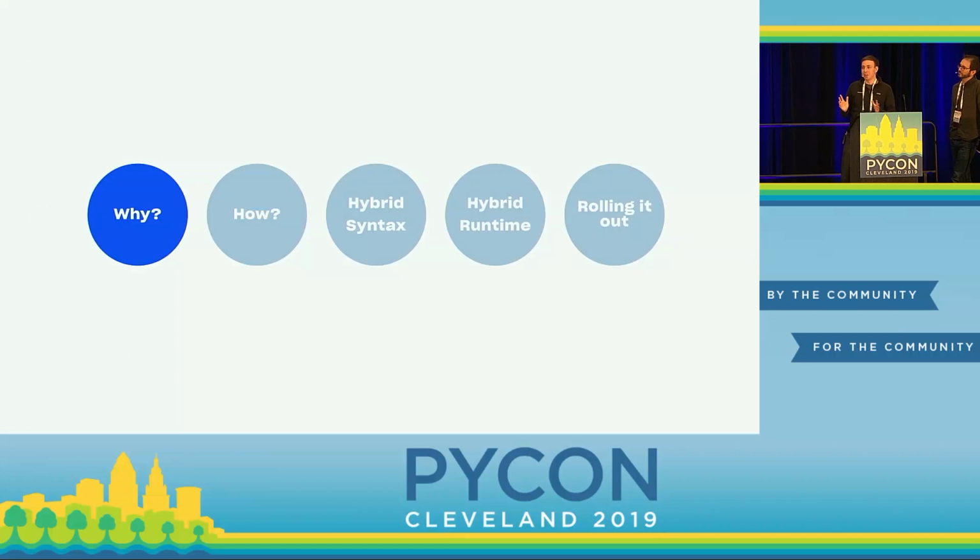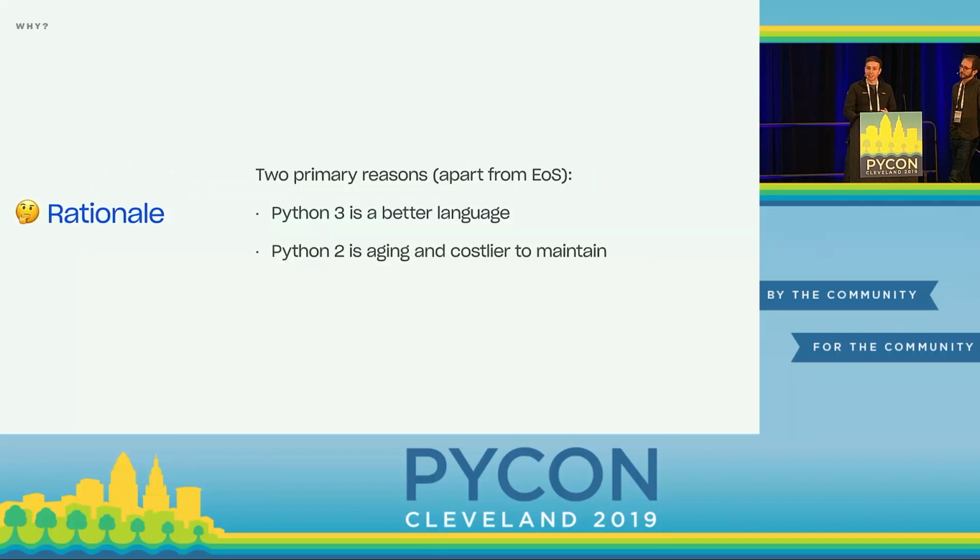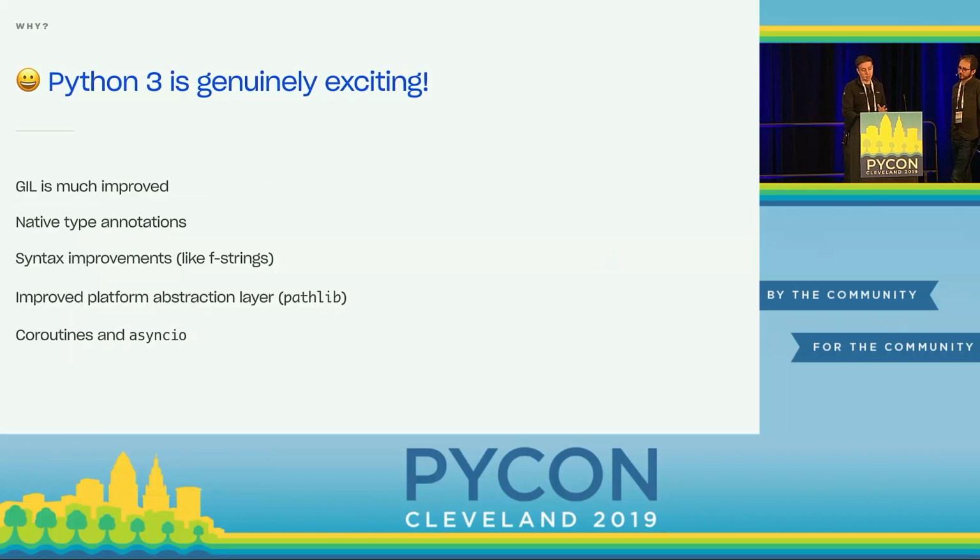So why would you even want to switch, right? Why would you want to make such a giant transition? Isn't Python 2 working just fine? The answer was, it was relatively working just fine. But there were two primary reasons why we wanted to do this, and it was, in a way, a pretty straightforward cost-benefit analysis. Python 3 had huge benefits that we valued, and Python 2 had huge costs that were becoming difficult to bear. So let's start with Python 3.